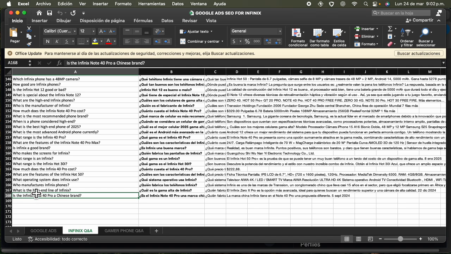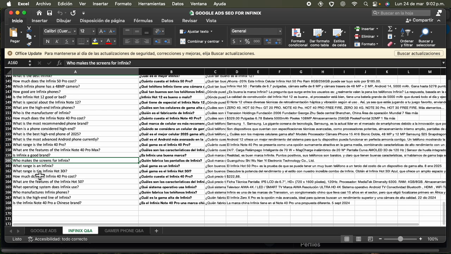For example, what operating system does Infinix use? And I think this is an important thing that we should be talking about. Of course, what are the features of the Infinix Hot 50? Who makes the screens of Infinix? I don't know. Oh, we have the answer here. One Yushi Wu Nanji Electronic. Okay.